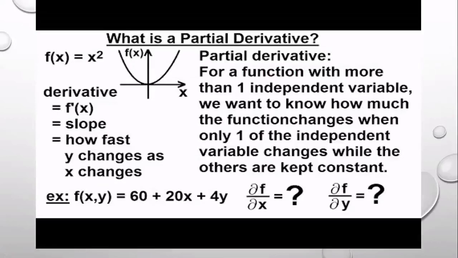Partial derivative. Okay, this is the last section: the partial derivative for a function with more than one independent variable. Here x and y are independent variables. The function depends on the two variables x and y.